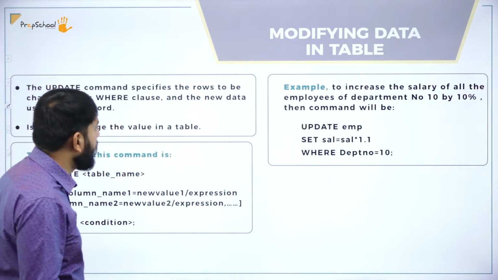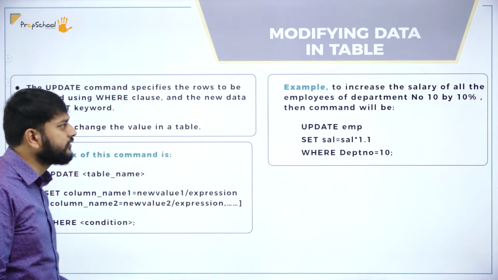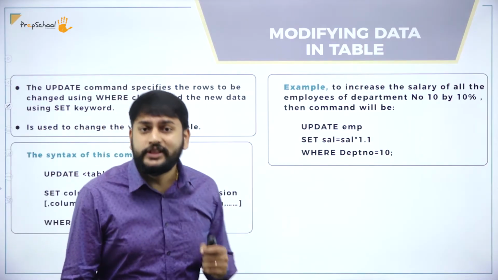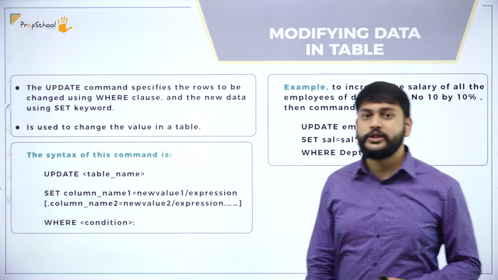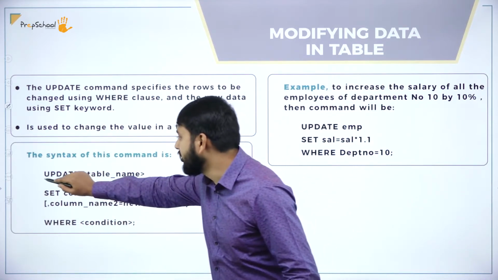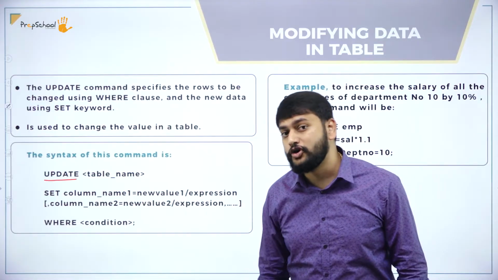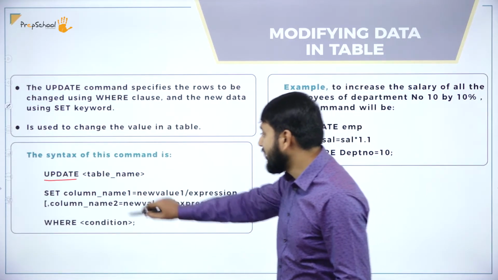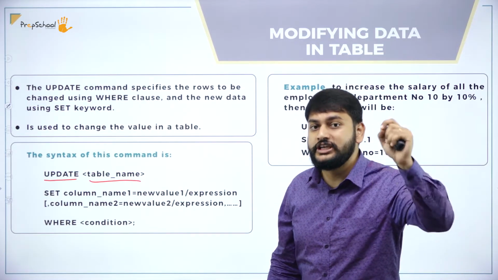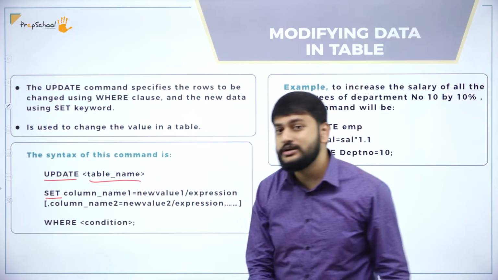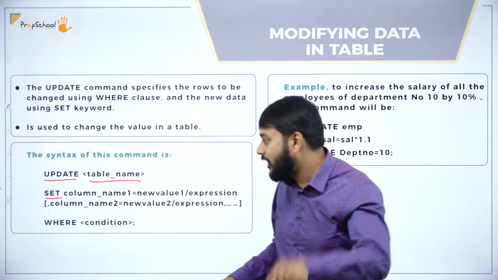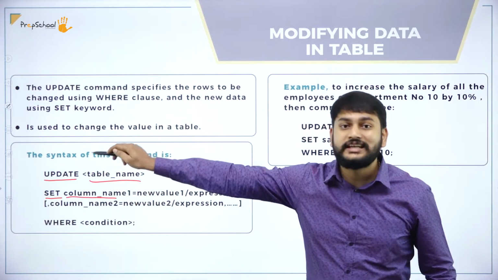Moving on to the next one, modifying the data in the table. How do I modify the data? With the help of the update query. How do I write that? So guys, you have to use a keyword called update. Then after that, you have to write the table name. Then you have to use the keyword set. Which column value you need to set, that column name you have to write after the set keyword.